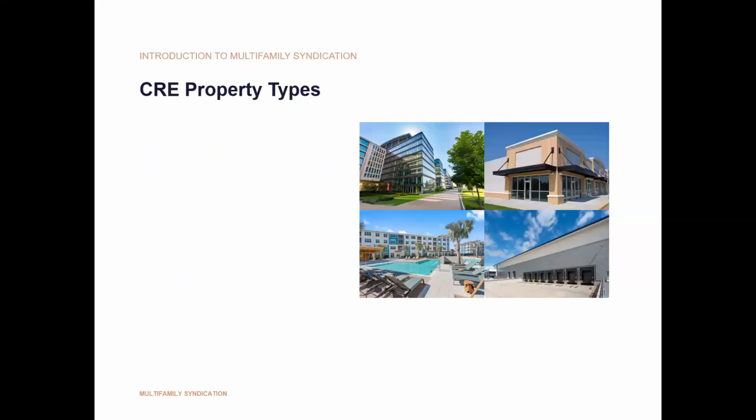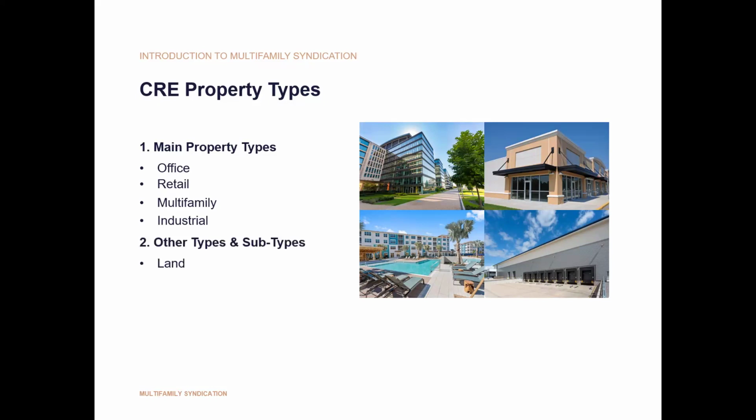A few of the property types that we discuss for commercial real estate investing, and in syndication specifically: you've got the four main food groups. Those would be office, retail, multifamily, and industrial. These are the four primary property types in commercial real estate. But then you also have a lot of different subsectors and property types like land, mixed use, special purpose, hospitality. You can invest into healthcare, self-storage. There are a lot of different types of asset classes.